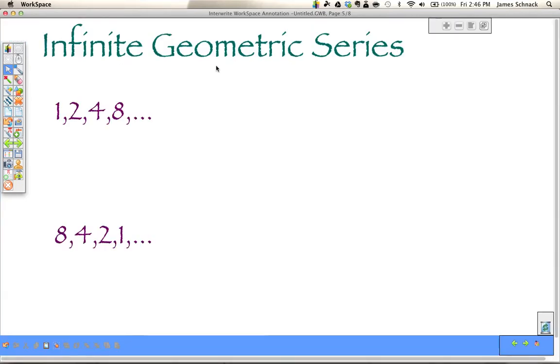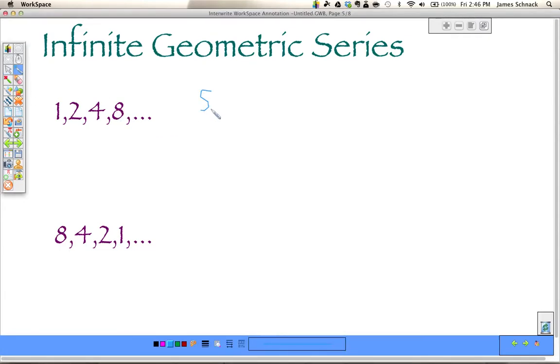Okay, ladies and gentlemen, we are going to look at more geometric series, but today we are not going to look at finite ones. We are going to look at infinite geometric series, so terms that go on and on and on with no end. So let's look at this first one.